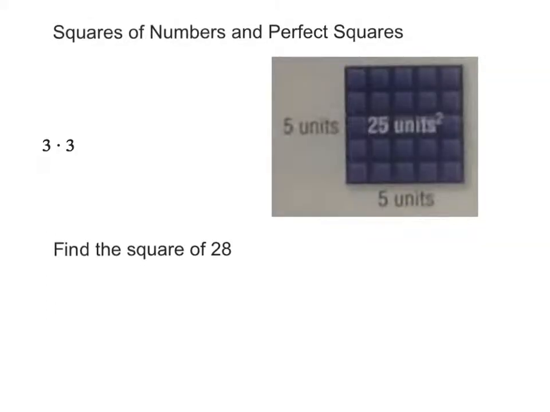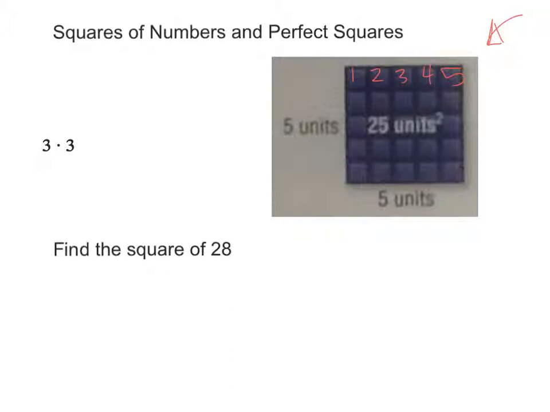I want to start by talking about the squares of numbers and perfect squares, and we're going to start by looking at this really ugly square photograph that I pulled from your textbook right here. The area of this square is 5 times 5, or 25 square units. And if you actually count the little itty-bitty squares here, you will see that there are 5 squares on each side. And if you count up all of those squares, that equals 25 units squared. I just wanted to make sure that you knew that.